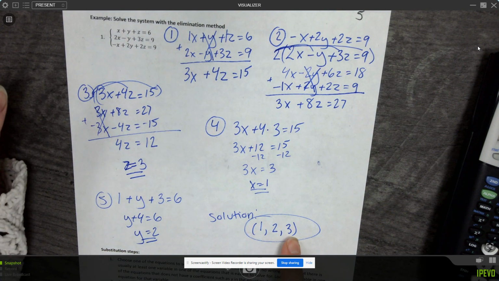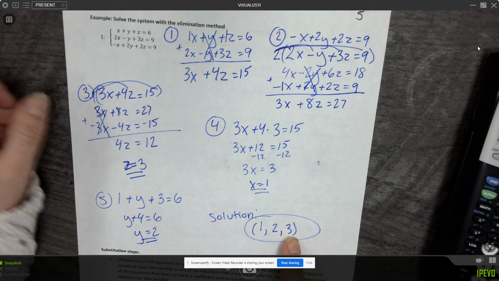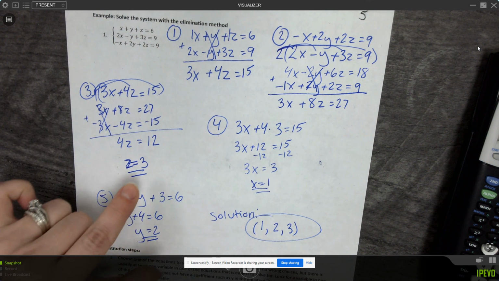Not numerically. This is just fun coincidence. 1, 2, 3. All right. X, Y, Z.